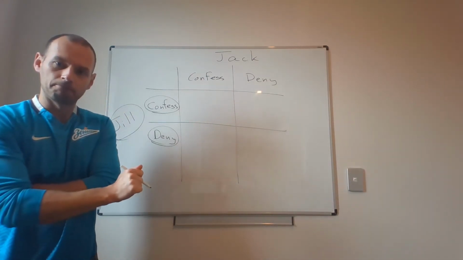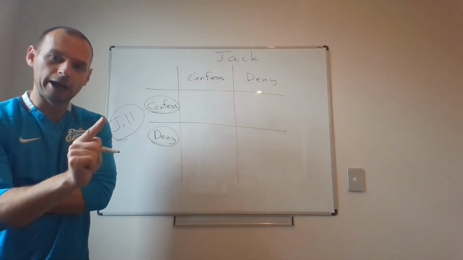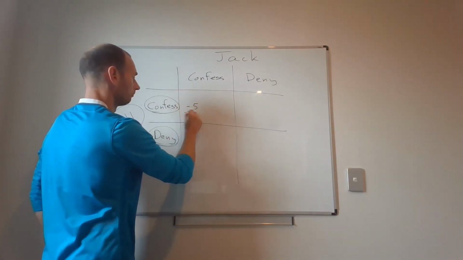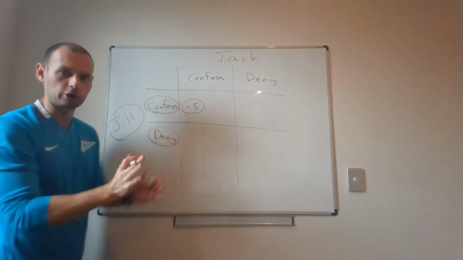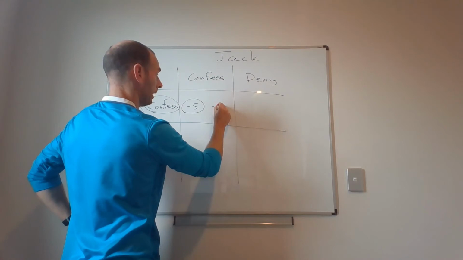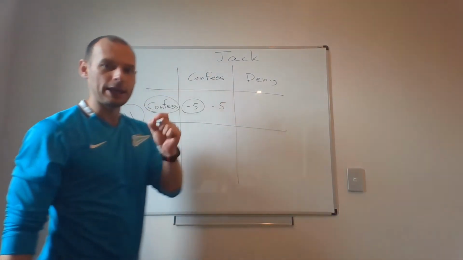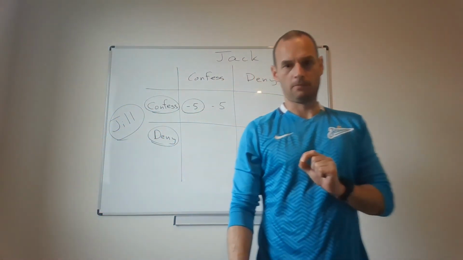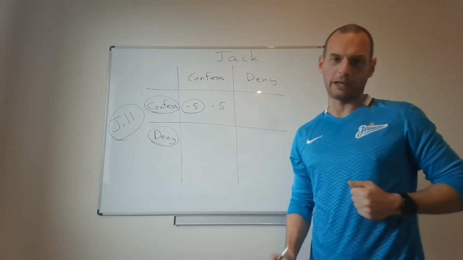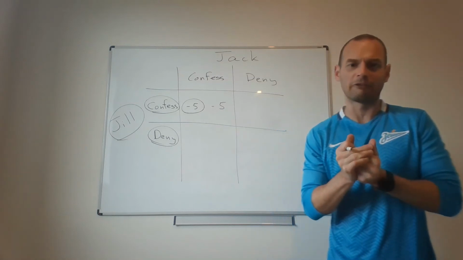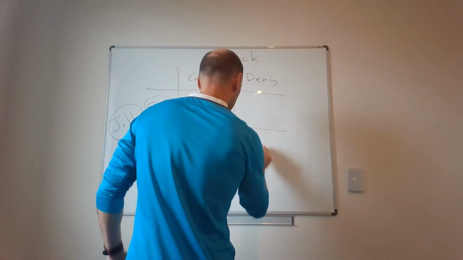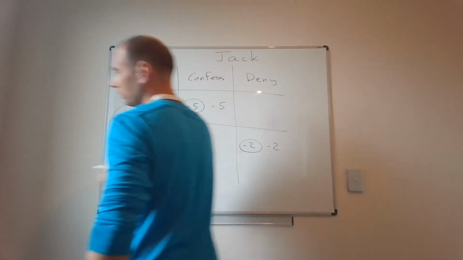If they both confess, they each get 5 years in jail. So Jill gets -5. Again, her number is circled just for the ease of exposition. Jack also gets -5. If they both deny the crime, let's assume that police only have circumstantial evidence to convict them, and they can only really convict them on a lesser charge. So let's say in this example, they each get 2 years in jail.